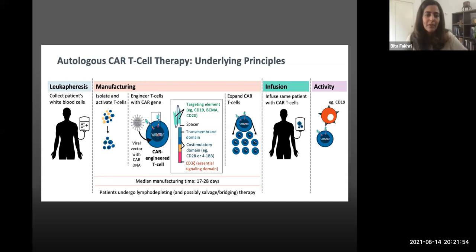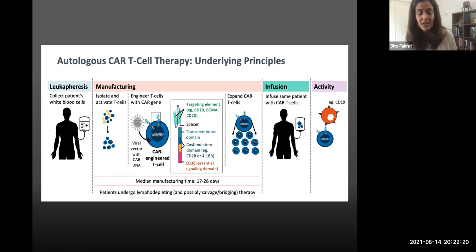So, the first step is leukapheresis, kind of like stem cell mobilization and collection. But here patients get hooked up to a machine that looks like a dialysis machine, but this machine is designed in a way that is capable of identifying T cells based on their marker, CD4 and CD8. And then once the patient's own T cells are collected, actually, let me take a step back.